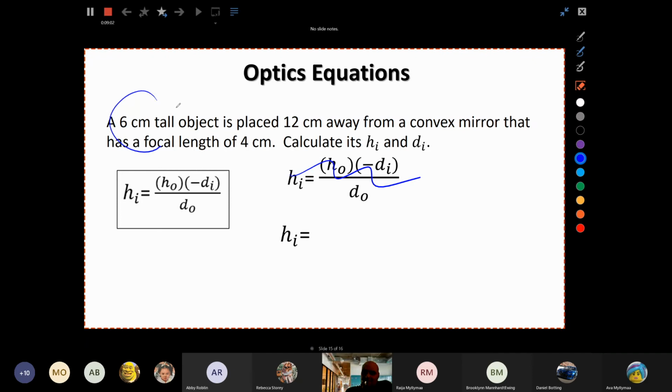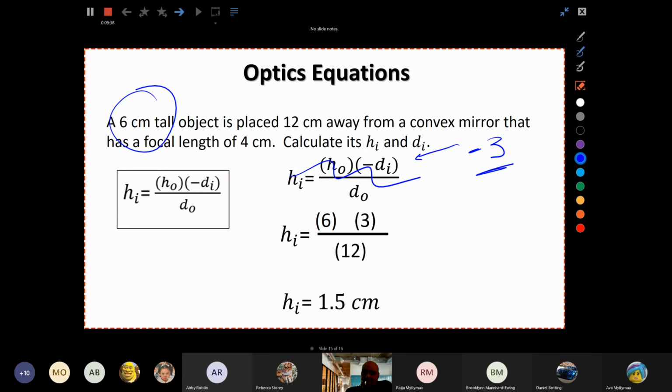So our HO would be 6. Now, we just calculated the DI on the last slide, and remember, we calculated it to be negative 3. So this is where we're going to get two negatives in a row. It's like saying negative, negative 3. Now I do want to simplify that, so you can write that down, but we're just going to erase it in a minute because two negatives make a positive. So let's just say it's 3, and our negatives are now gone. This is going to give us a positive answer. 18 divided by 12, 1.5.